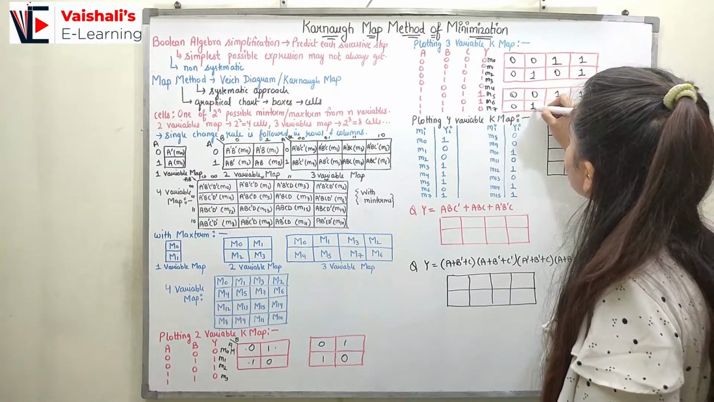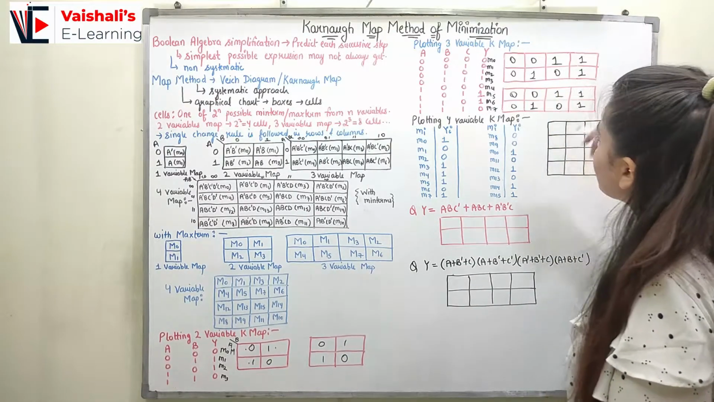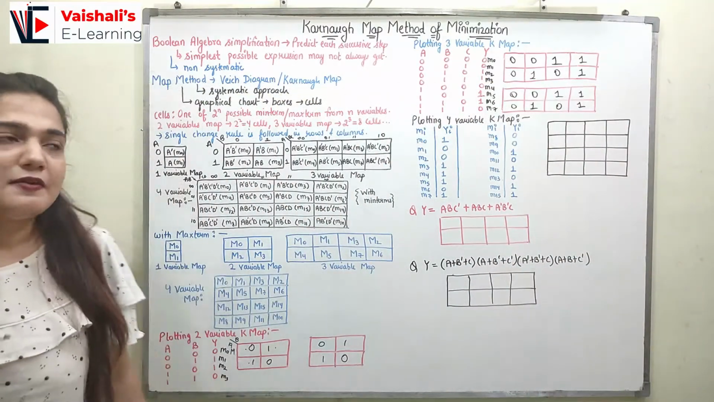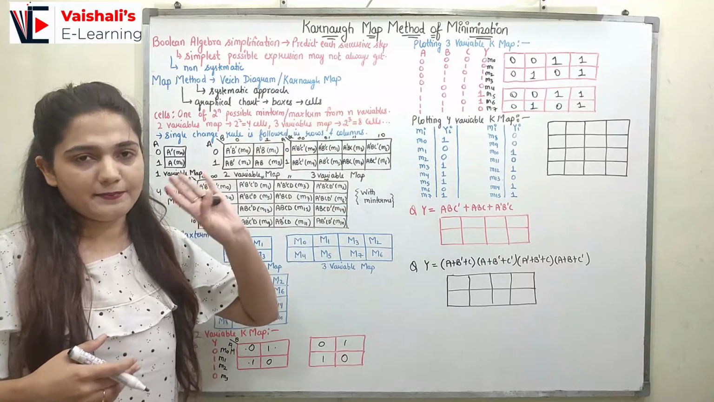So one thing is clear: whenever I am plotting the K map with min terms or with max terms, we will be having the same K map, right?